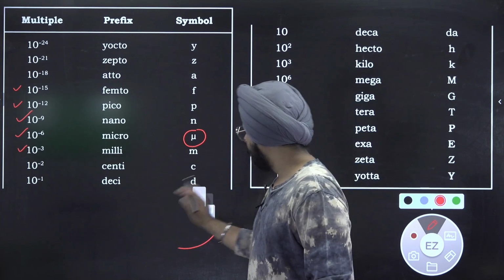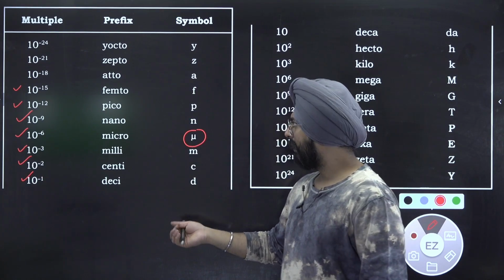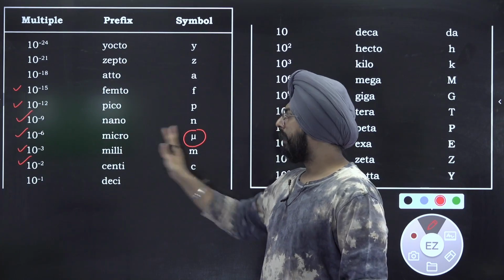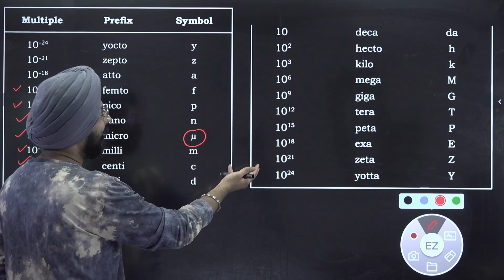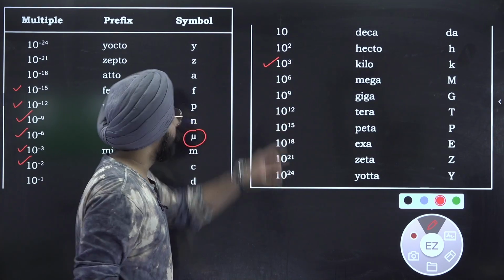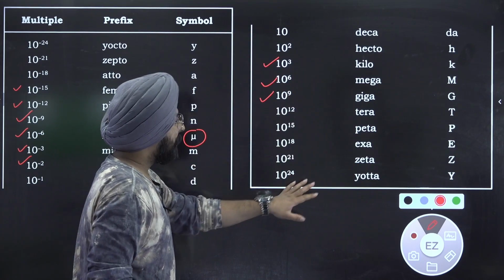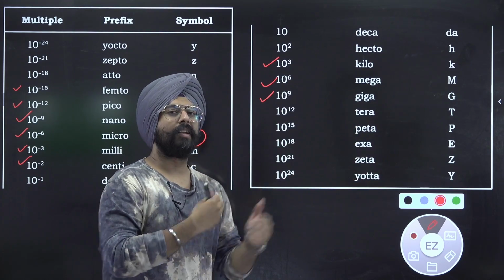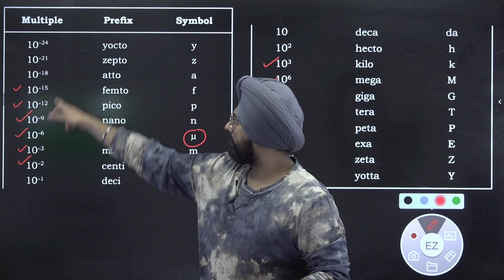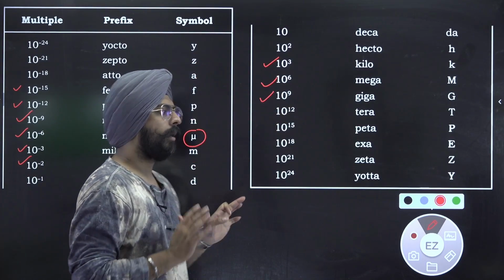Everyone knows about centi and deci. So these are important from this particular side of the table that you need to remember. On the other hand, everyone knows that kilo is important: kilograms, kilometers, 10 to the power 3. Mega and giga are also important. After that, these are not very commonly used, at least for your syllabus. So for your syllabus, femto to centi and kilo, mega, giga are important for us.